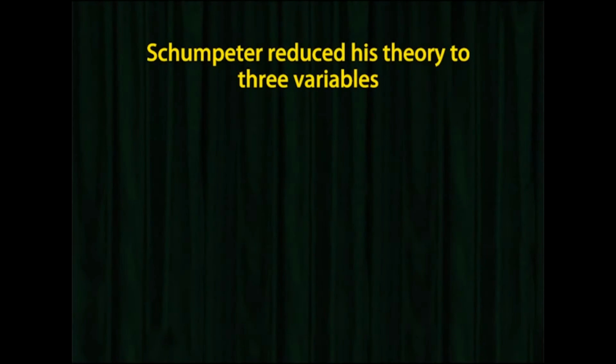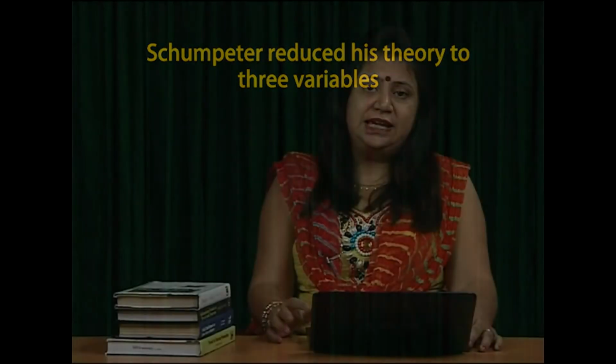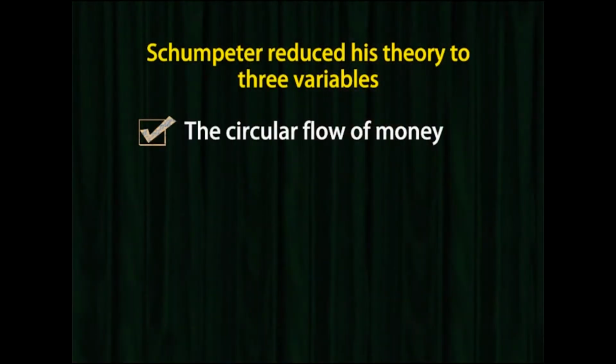Schumpeter reduced his theory to 3 variables, and he came to the perception that they have a balance and are contradictory views in terms of each other. First, he believed that the circular flow of money, in order to maintain equilibrium, is genuinely contradicted by a change in the economic routine. That is, a routine, when it takes place in the society, is contradicted by an equilibrium or a change.